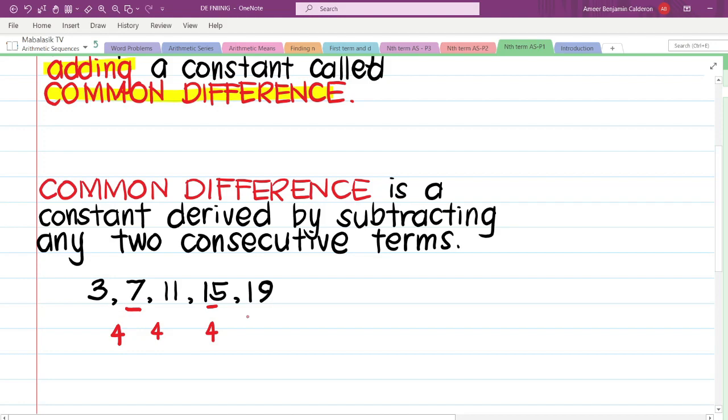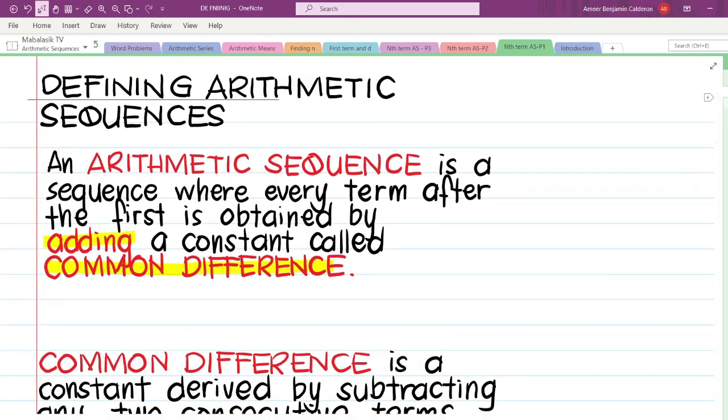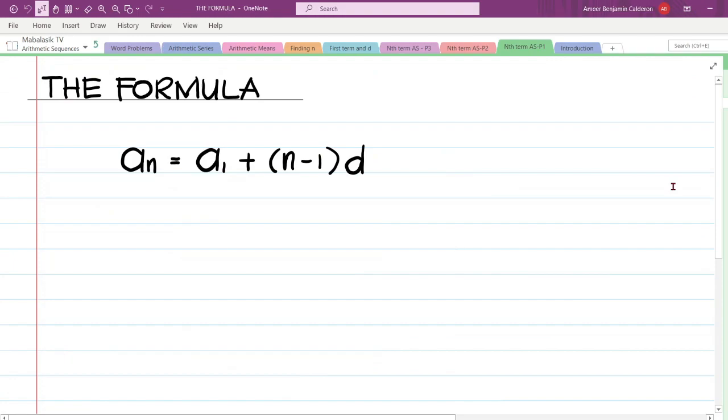It should be common to all pairs of terms. So if you take a term, subtract the previous term to that term, you get a difference. And if that is the same difference, if you repeat the process, taking into consideration other terms, then you have a common difference. Let's now go to the formula for arithmetic sequences.